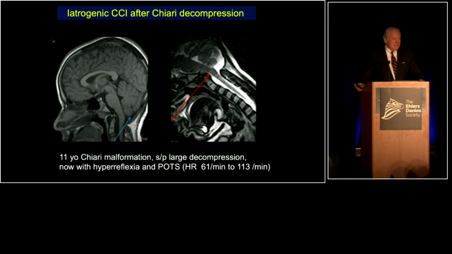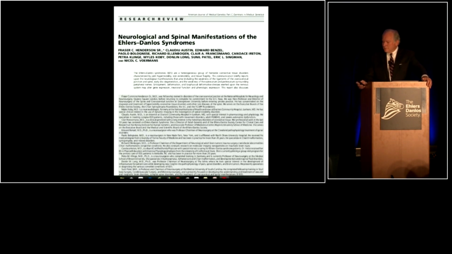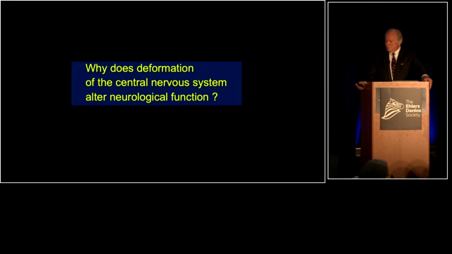Now, sometimes we do a decompression for a Chiari and we remove enough stabilizing elements that we create instability, as in this case, where the instability now is resulting in compression against the front of the brainstem following a decompression for a Chiari. So there are 50 connective tissue disorders. EDS is the most common. We tried to gather many of the neurological and spinal problems together in this publication, which has been made available to you free online if you want to pull it up.